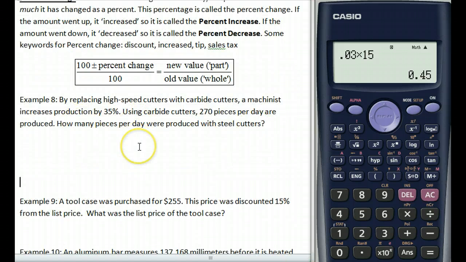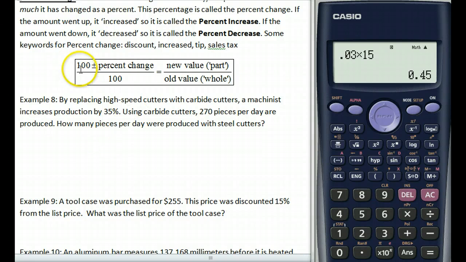So here we go with example 8. By replacing high-speed cutters with carbide cutters, a machinist increases production by 35%. Using carbide cutters, that's the new one, 270 pieces per day are produced. How many pieces per day were produced with the steel cutters? So I want to know the old value.